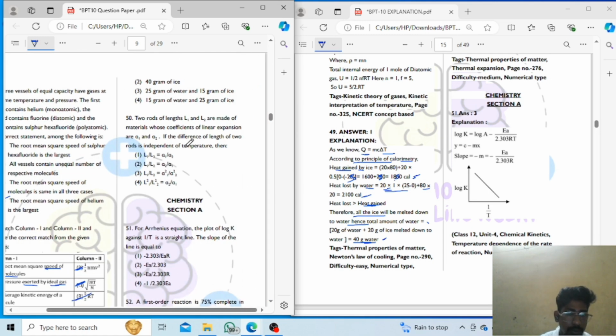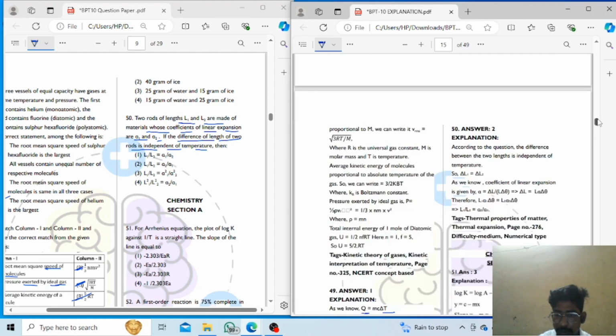Question number 50, last question. Two rods of lengths L1 and L2 are made up of materials with coefficients of linear expansion alpha 1 and alpha 2. If the difference in the lengths of the two rods is independent of the temperature, then okay. This kind of question was also asked in this year's NEET. So the thing is that the two rods have lengths and thermal expansion coefficients.